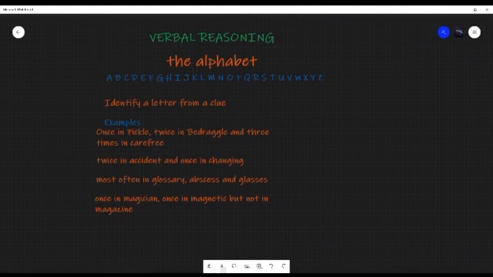M appears in that, so it can't be M. N appears in that, so it can't be N. It can't be N, can't be M, so it must be C. And that's pretty much how you identify letters from a clue. It's really easy, simple. Most people get it.